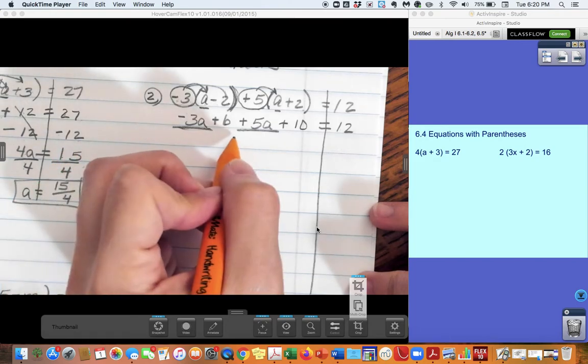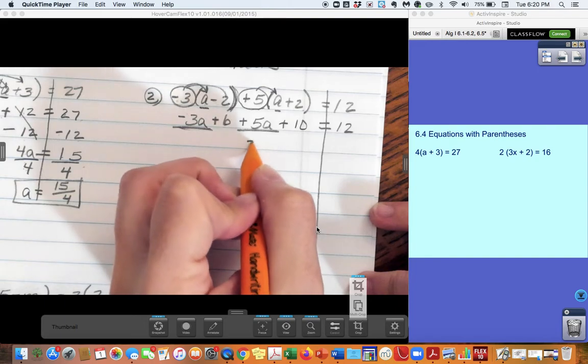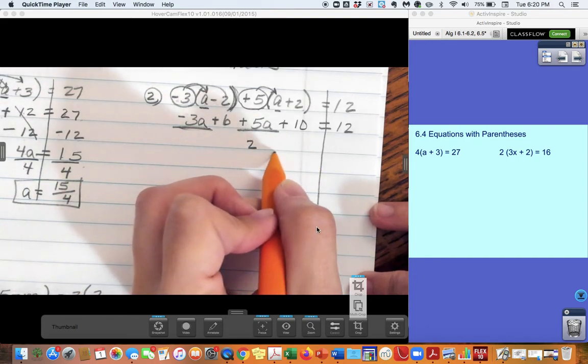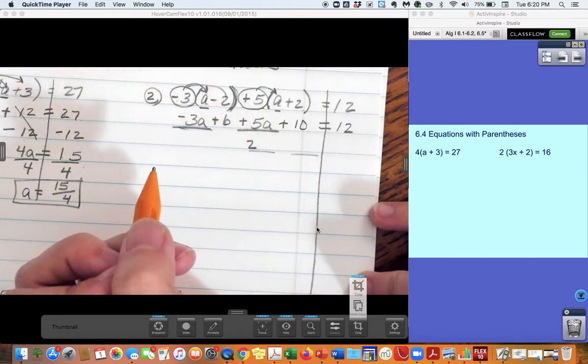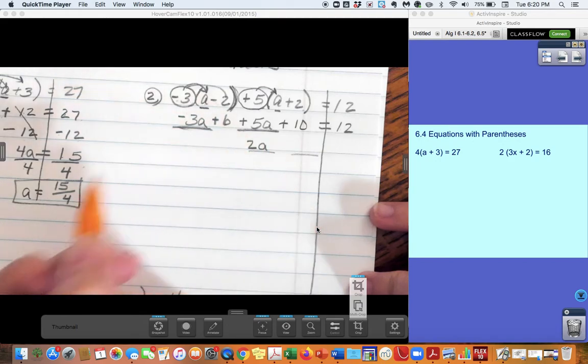So signs are different, so I'm going to subtract the numbers. 5 minus 3 is 2. And I'm scooting it over here because I'm only going to have two terms. I'm going to have a term with A's, and a term that's just numbers. So that's the reason I scooted over. So it's going to be 2A. I don't change my letter. I have to keep it.